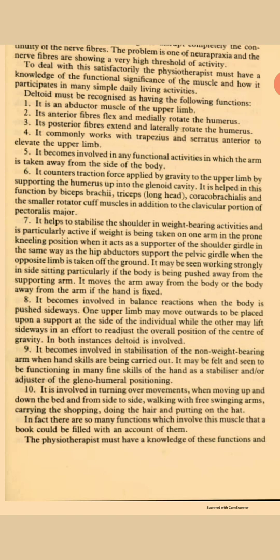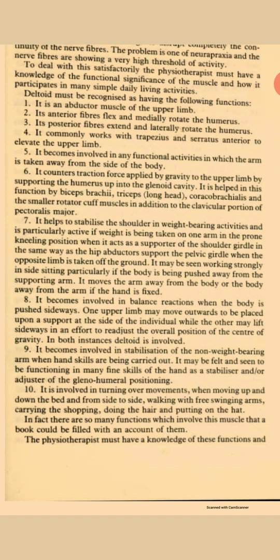It commonly works with trapezius and serratus anterior to elevate the upper limb. It becomes involved in any functional activities in which the arm is taken away from the side of the body. It counters traction force applied by gravity to the upper limb by supporting the humerus up into the glenoid cavity. It is helped in this function by biceps brachii, triceps long head, coracobrachialis, and the smaller rotator cuff muscles in addition to the clavicular portion of pectoralis major.